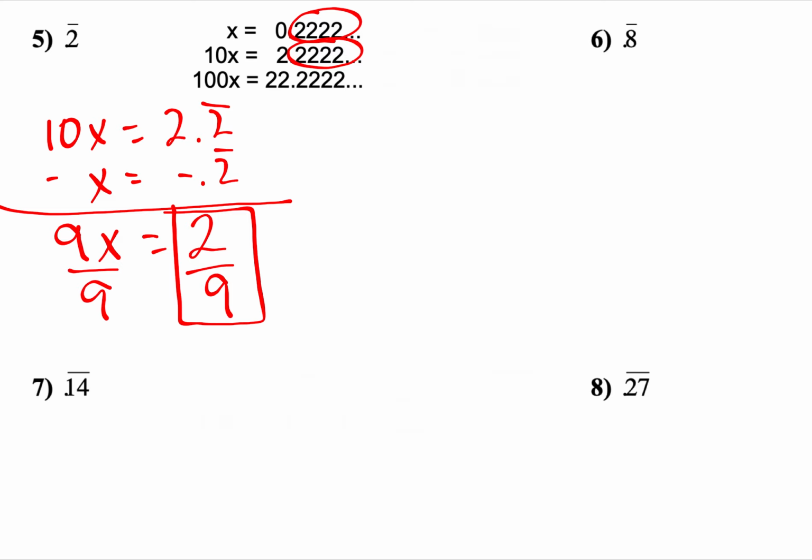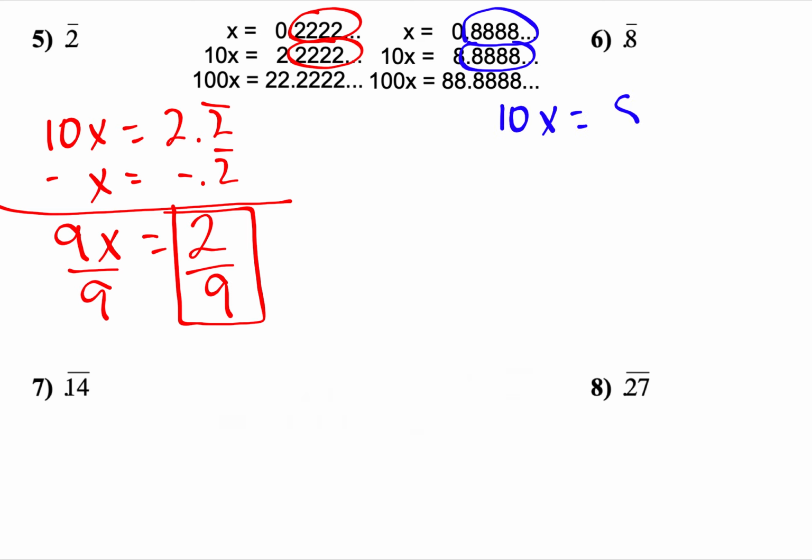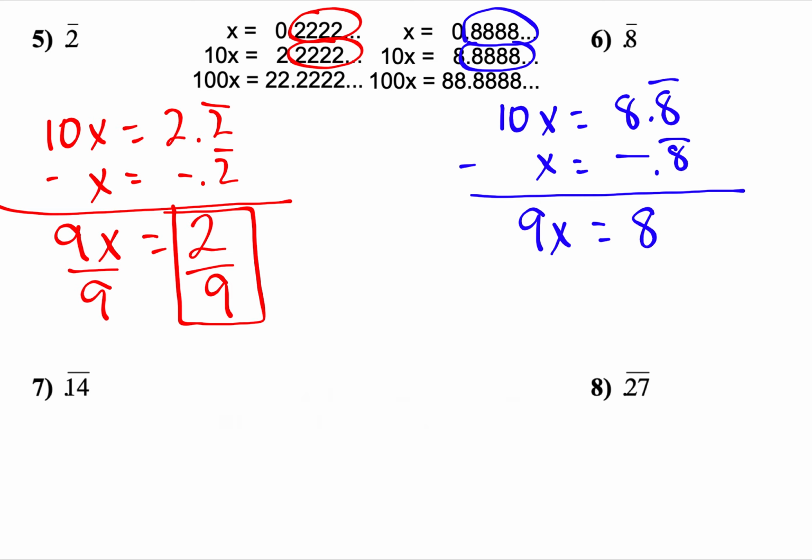Let's look at 0.8 repeating. First, we need to consider our list. We look for a place where we got 2 of them with the exact same decimal parts, which happens right away. 10x is 8.8 repeating, and x is 0.8 repeating. If we go ahead and subtract those, we will get 9x equals 8. Dividing both sides by 9, we get 8/9 as our fraction, because it doesn't reduce.